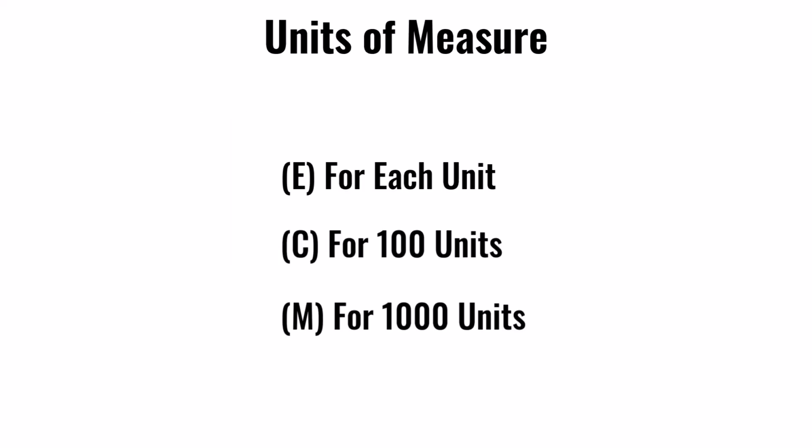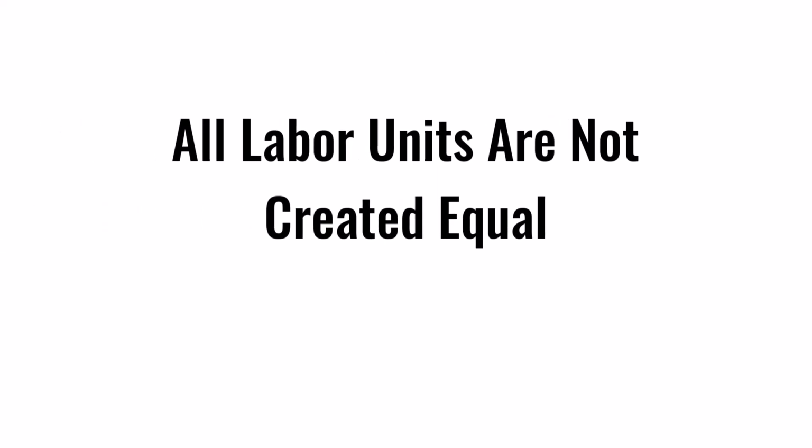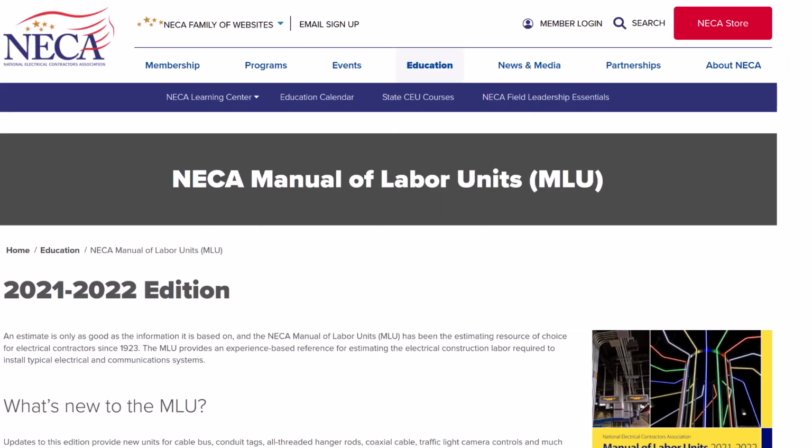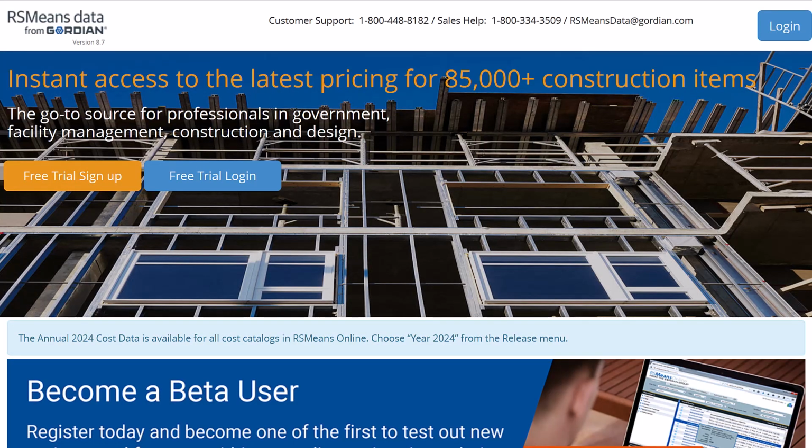The installation time for labor units are expressed in different units of measure: E for each unit, C for 100 units, and M for 1,000 units. All labor units are not created equal. Many different entities publish manuals and databases of labor units. The two most notable publishers are the National Electrical Contractors Association, NECA, and RS Means.